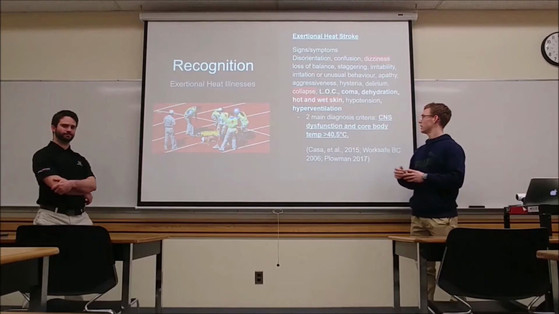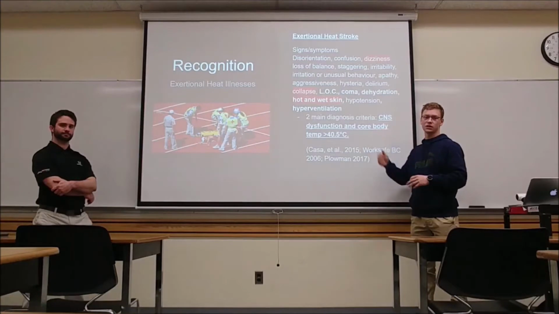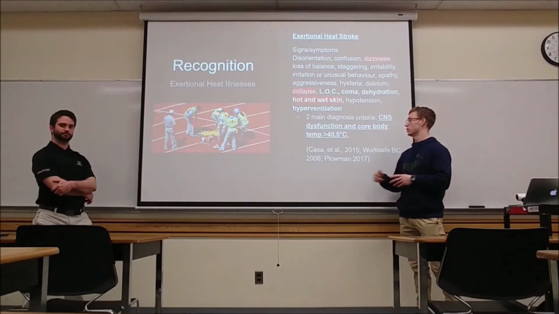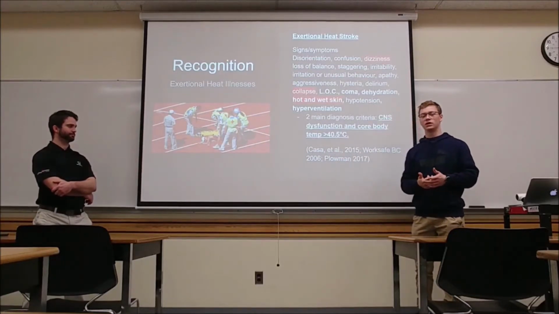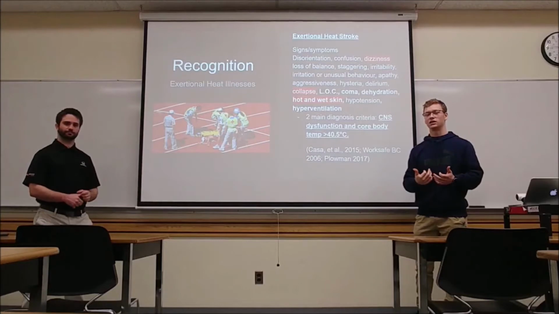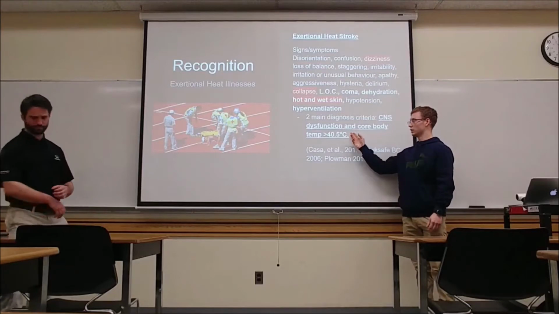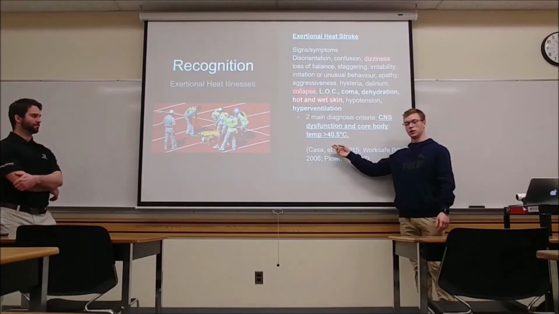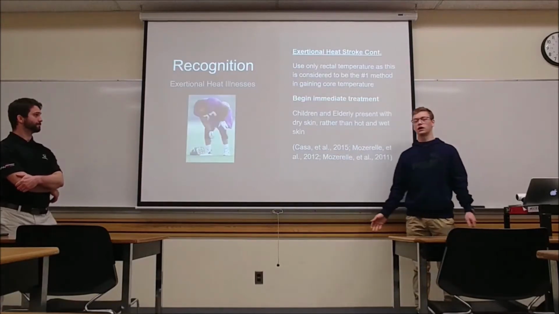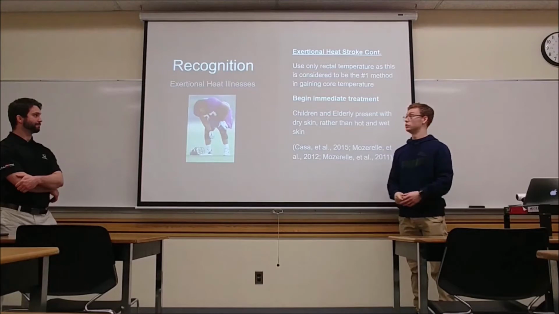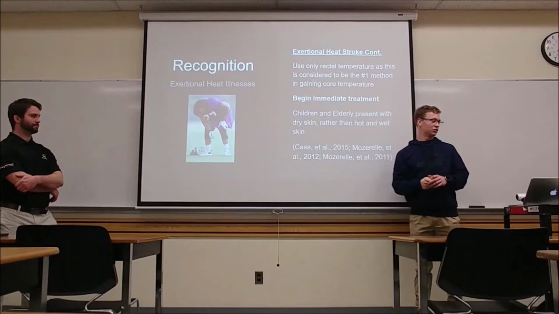And the main two diagnosing criteria for heat stroke are central nervous system dysfunction and a core body temperature that is above 40.5 degrees Celsius. So the only way to really determine if our athlete in the case study had exertional heat exhaustion or heat stroke was to take a rectal temperature and determine whether it was above or below 40.5 degrees Celsius. So for all athletes who do have heat stroke, it is critical that they begin treatment immediately.